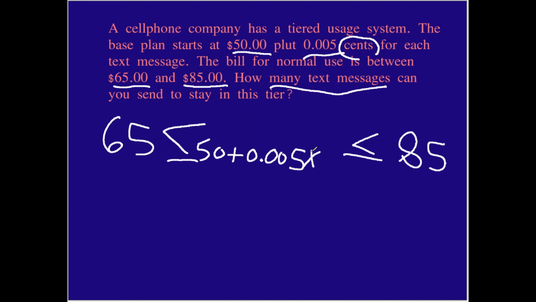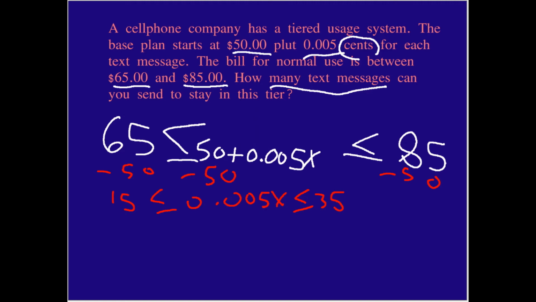Now we're going to follow the same steps that we did last time. You guys know what we did last time. We want to isolate the x. So the first step is to subtract 50 from all sides. We did this last time. There's nothing new here. And so we end up with 15, because 65 minus 50 is 15, is less than or equal to 0.005x, and it's less than or equal to 35.